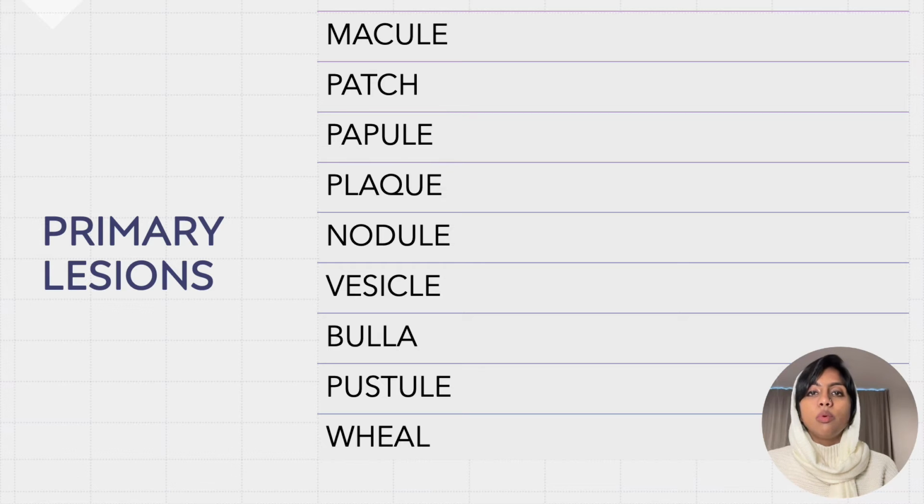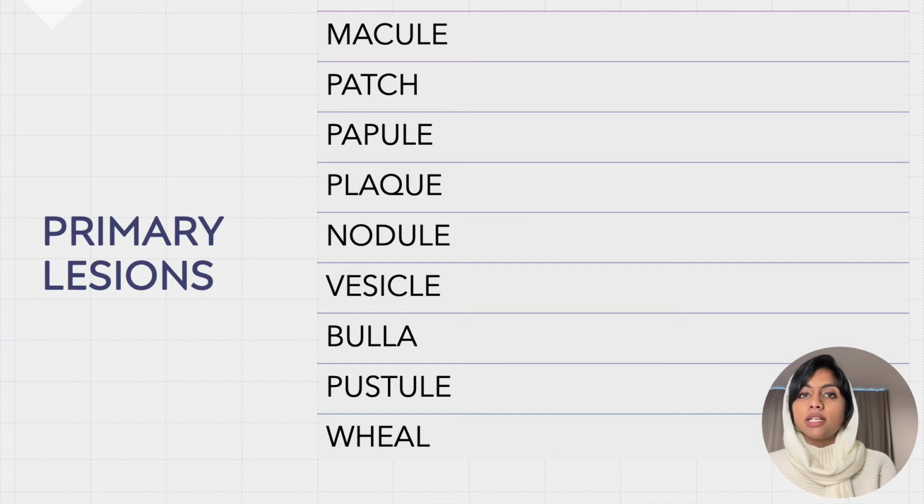Let's move into detail. What are the primary lesions? These are the terms that have been introduced for primary lesions: macule, patch, papule, plaque, nodule, vesicle, bulla, pustule, and wheal. When it comes to these different definitions, you should be very clear on what they mean and what they stand for, in order to define whether this is a macule, a patch or a papule.